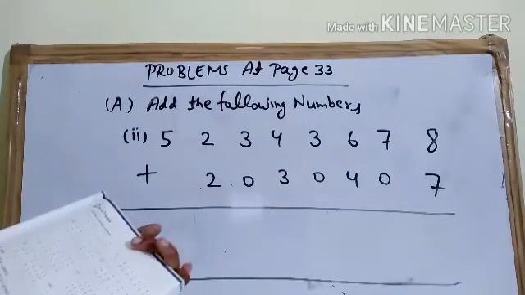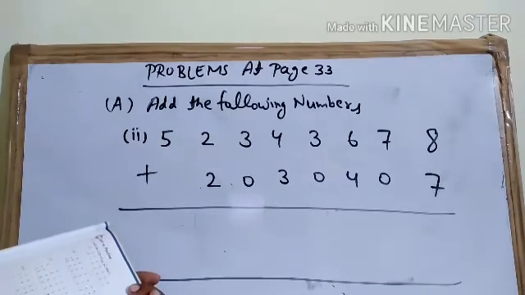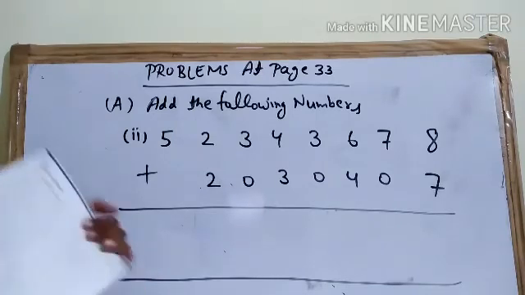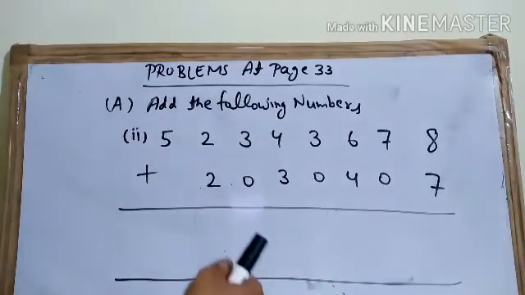Take the problem number A on page number 33. There are 8 addition sums, and first I am doing second part. In second part we start from extreme right, as I told you in the rule.